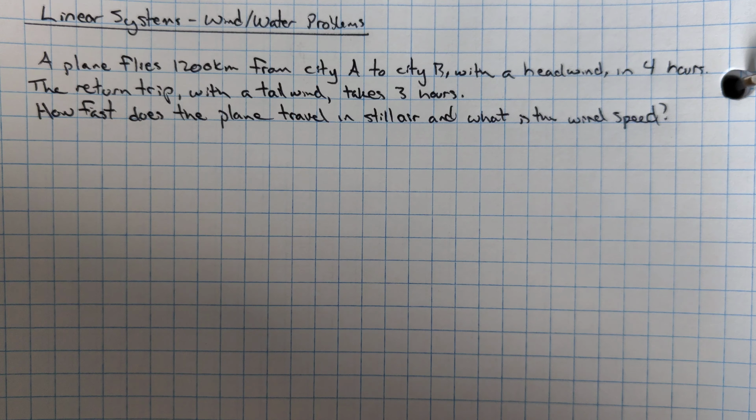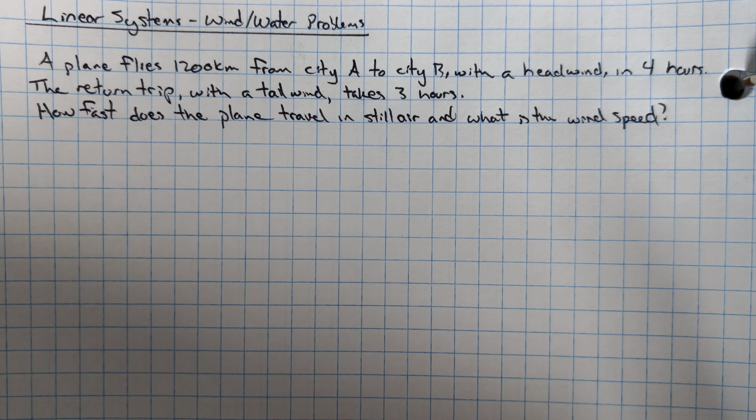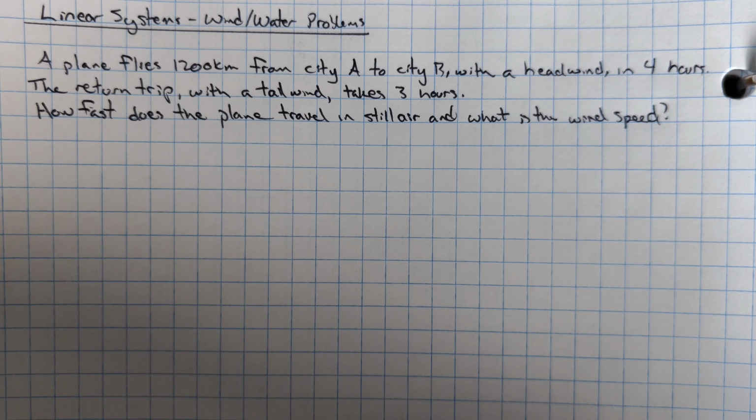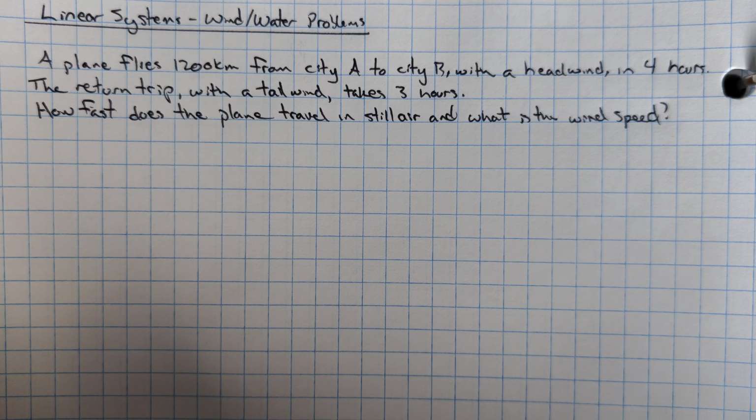We're going to take a look at wind-water type of linear system problems. These are the type of problems where you have something moving with and against some sort of current. In this case, an air current with a plane. One way the current will be slowing it down, the other way it'll be speeding up the object. So we're working with distance and speed type questions.